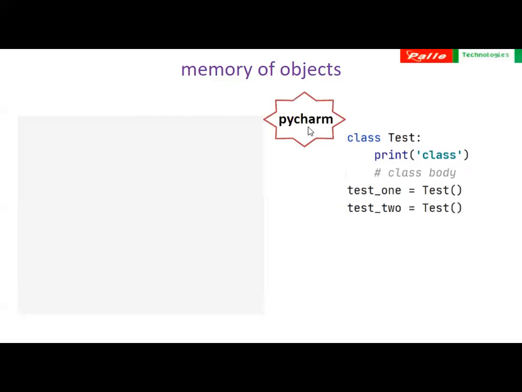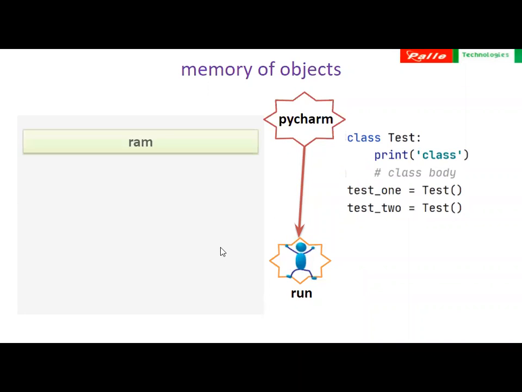What will it do? PyCharm will execute the file. Where will it be executed? In the RAM. Very good. It will be executed inside the RAM. Now in the RAM memory, it will create an object. You can see this is my RAM memory, and in this RAM memory it will create the object. What is the object name? Test1. This test1 will be created inside my RAM memory.